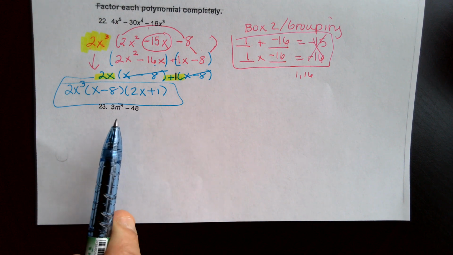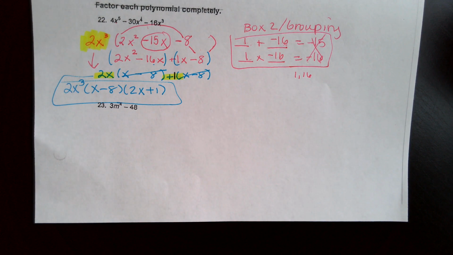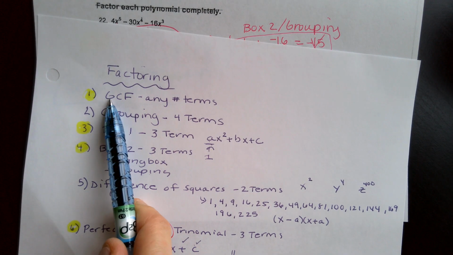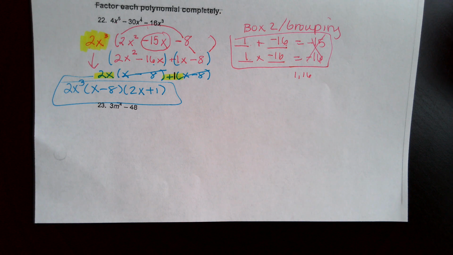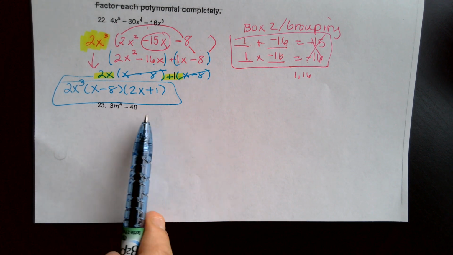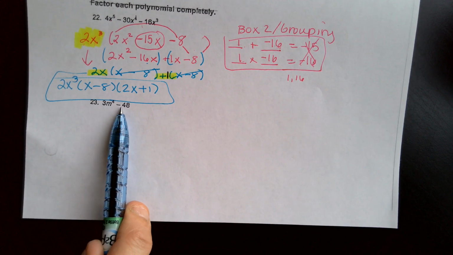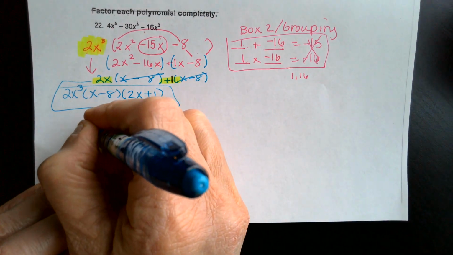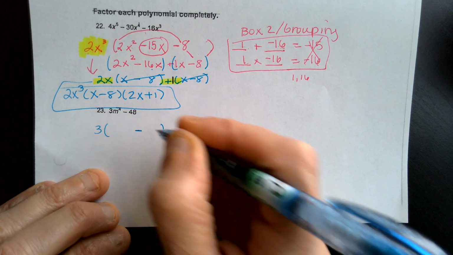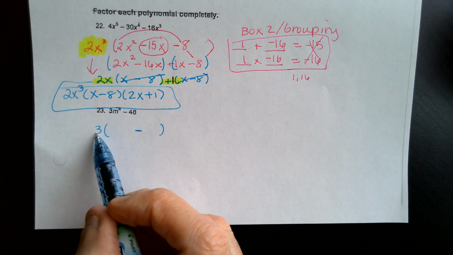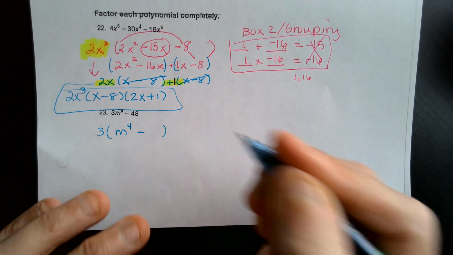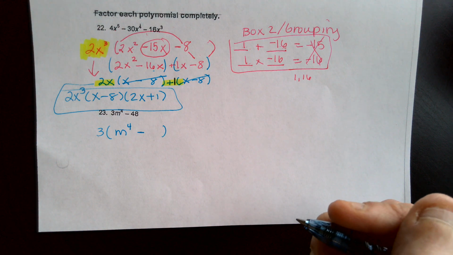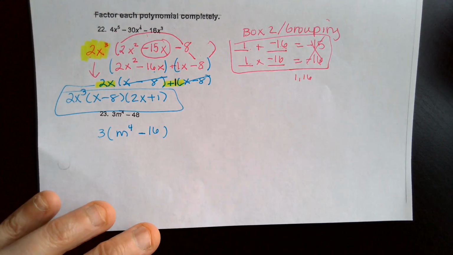What do you do first? You should be just having this memorized by now after drilling this here. GCF. Always check GCF. 3m to the 4th and 48. Is 48 divisible by 3? 4 plus 8 is 12? Yes. So when I take a 3 out front, I open up a parenthesis and put what's left. 3 divided by 3 is a 1, so I'm left with just the m to the 4th. And 48 divided by 3 is 16.